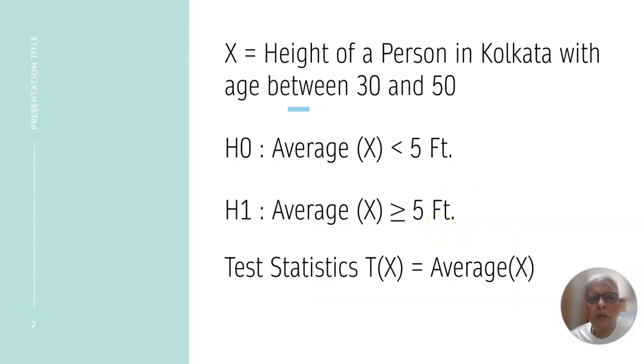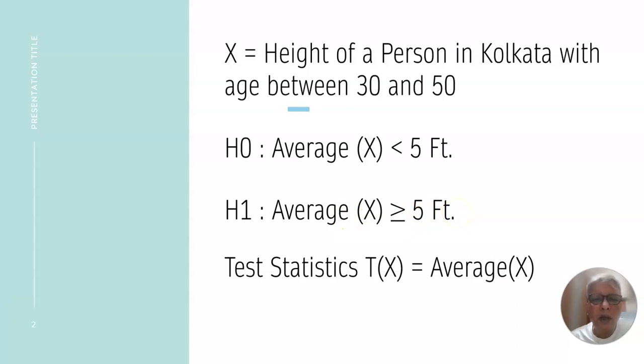So suppose I consider the height of a person in Kolkata with age between 30 and 50. We call it a random variable x. It takes different values. I want to test whether the average height of a person in Kolkata with age between 30 and 50 is less than 5 feet or not. So we devise our null hypothesis. We call it H0, average height less than 5 feet, and the alternative hypothesis H1 we design as average height greater than or equal to 5 feet.